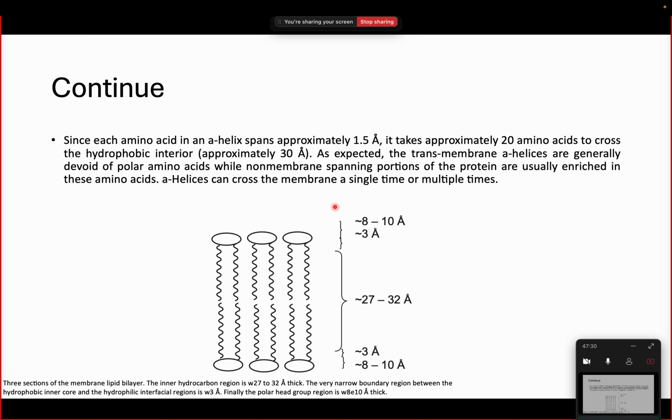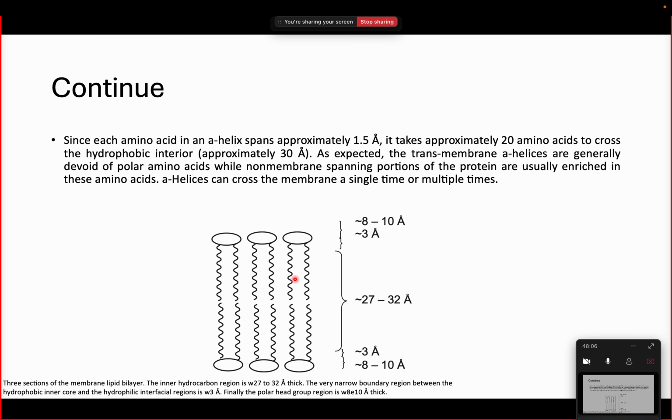Okay, what is it saying? See, look here. If we look at the integral or a transmembrane protein, so these are the lipid bilayers, right? The core hydrophobic region in which all the acyl chains are there is around 2.7 to 3.2 nanometer. Then there is some region of around 3 angstrom, which is a very narrow boundary between the hydrophobic inner core and the hydrophilic interfacial surface, right? And then we have the head group region, which is around 8 to 10 angstrom.